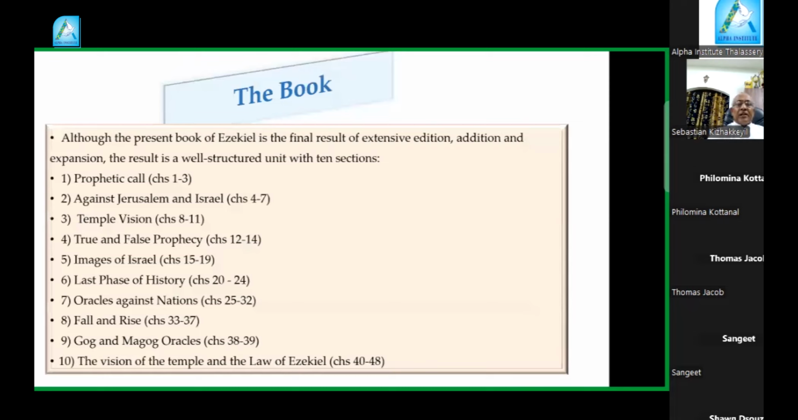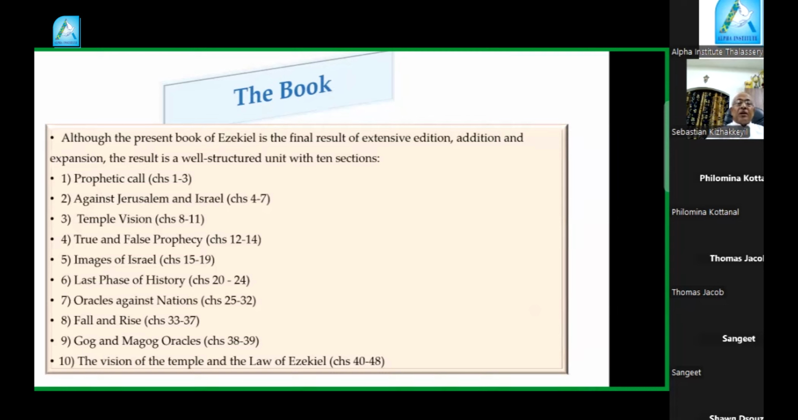As I said, there are 48 chapters, which can be divided into 10 different groups, 10 sections. The present book of Ezekiel is the final result of extensive addition and expansion. It is not that Ezekiel sat down and wrote all these 48 chapters as we have today. No, that's not the truth. This is the final result of extensive addition, editing, and expansion. At least this much, as elementary beginning knowledge, you should accept.